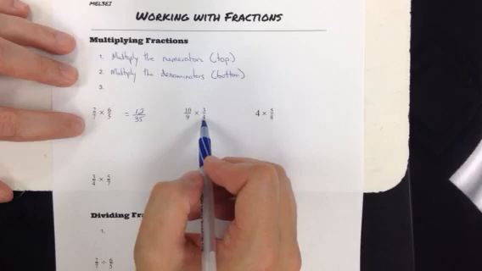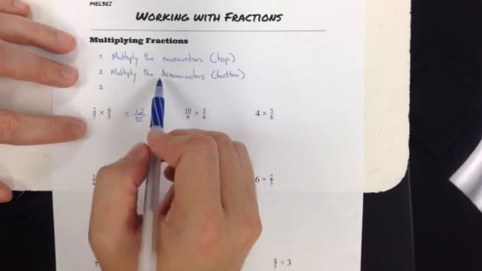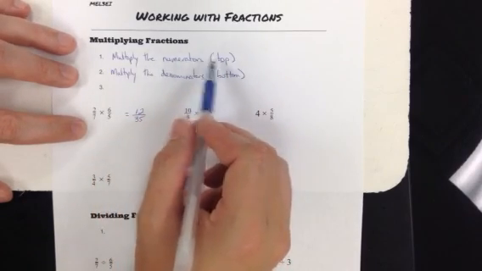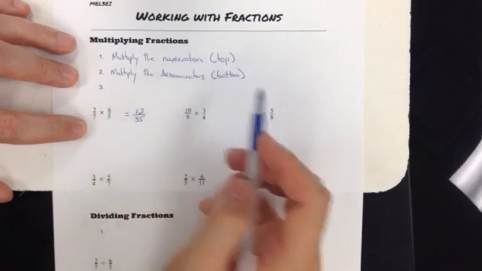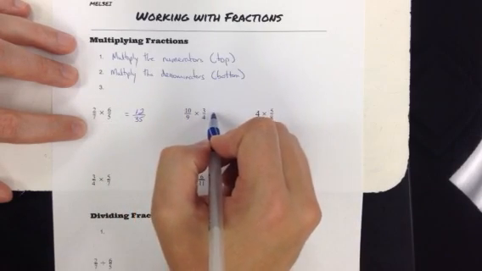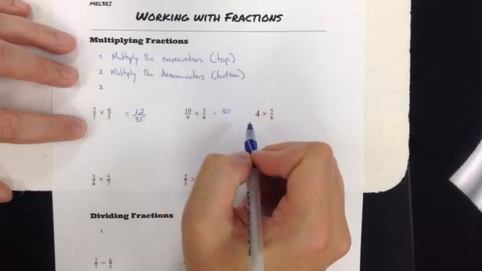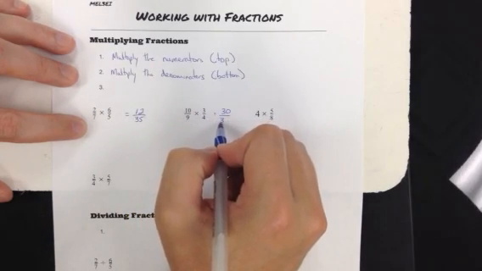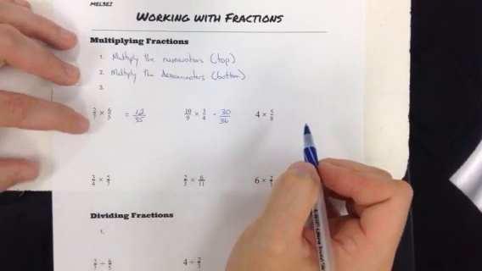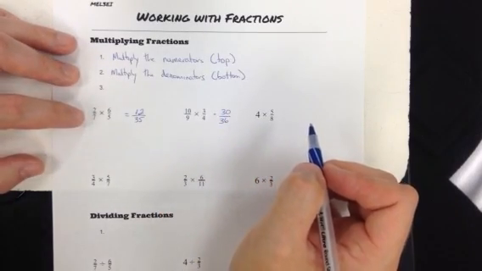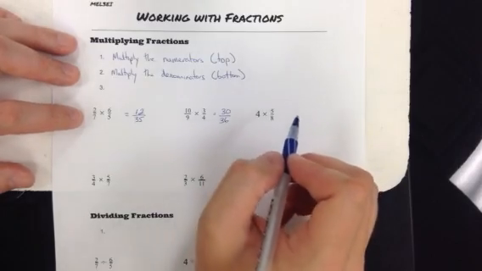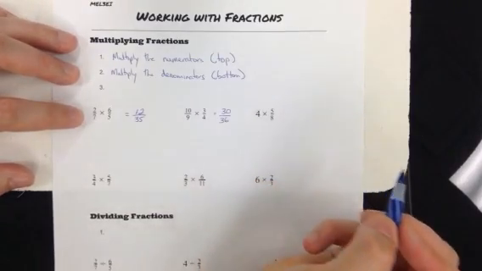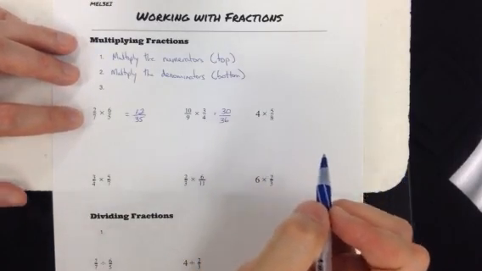If we move on to the next example, again we're going to follow step 1 and 2, multiply the top numbers or the numerators, multiply the bottom numbers or the denominators. 10 times 3 is 30, and 9 times 4 is 36. So that's all well and good. When we multiply these together, we get 30 over 36. But this is an example where we actually have a third step.